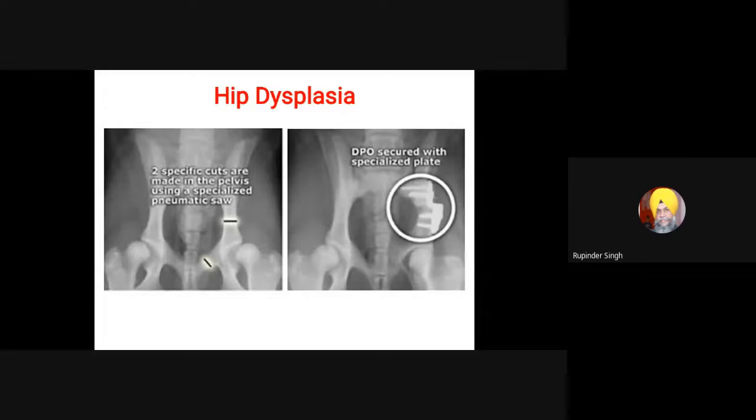If you look at the left side, the hip joint, there are the pelvic bones, and then there is a femur head. It is not fitting properly. It is loose. So what are we doing right now, what is the current practice? This is a double or triple pelvic osteotomy. We cut the pelvic bones.